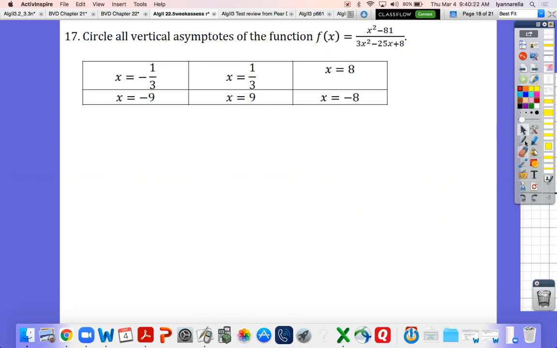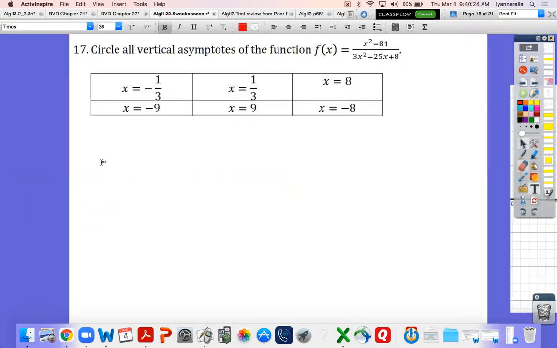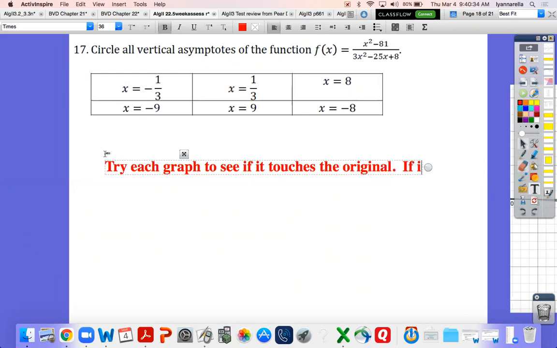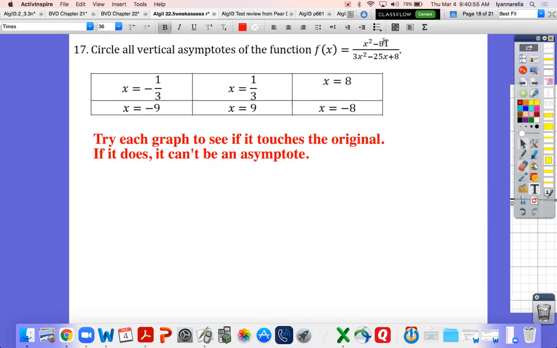Okay, so let me write that down. Try each graph. See if it touches the original. If it does, it can't be an asymptote. That's one of the best words in the English language is asymptote. Okay, so again, you're going to have to spend a little time graphing and then do one at a time, do all 6 of these.